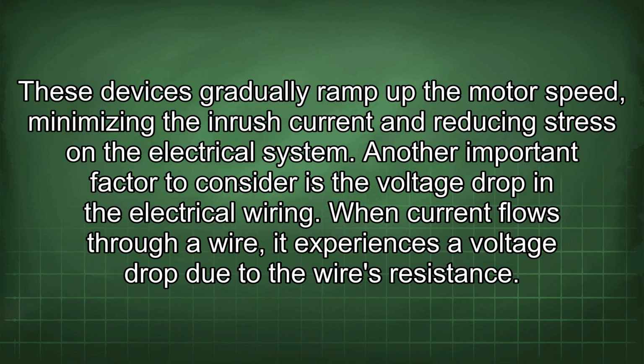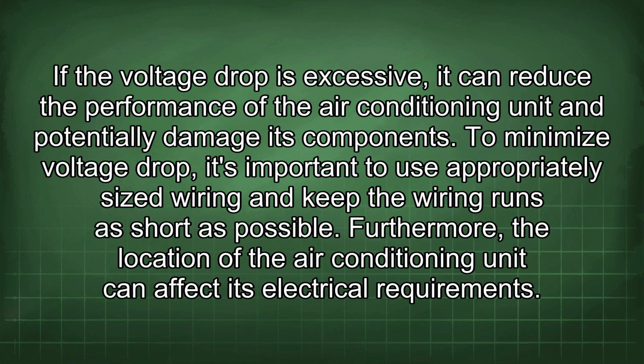Another important factor to consider is the voltage drop in the electrical wiring. When current flows through a wire, it experiences a voltage drop due to the wire's resistance. If the voltage drop is excessive, it can reduce the performance of the air conditioning unit and potentially damage its components. To minimize voltage drop, it's important to use appropriately sized wiring and keep the wiring runs as short as possible.